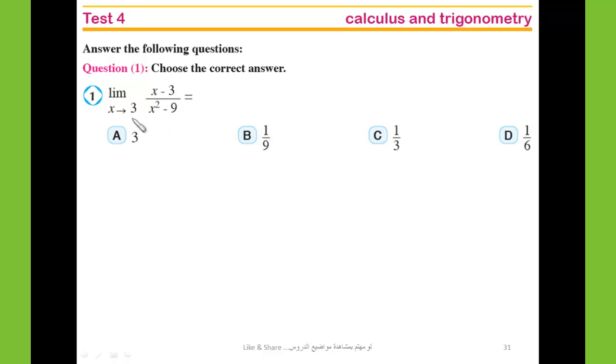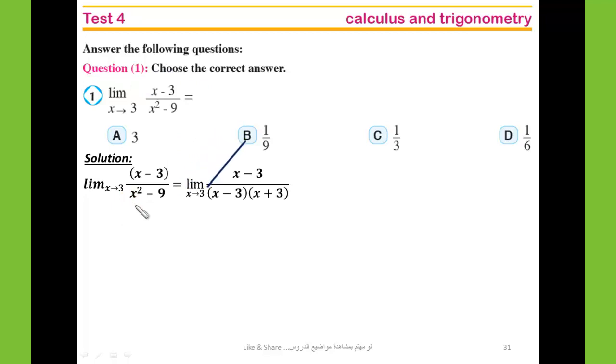When you substitute directly with x equal 3, you will get 0 over 0, and this is an unspecified quantity. So we factorize the denominator: x squared minus 9 equals (x minus 3) multiply (x plus 3). And we simplify the new fraction, dividing x minus 3 over x minus 3 equals 1.